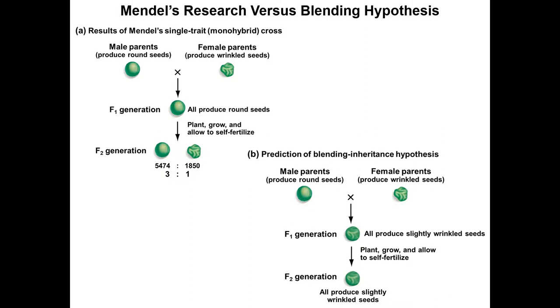So looking at Gregory Mendel's research involving monohybrid crosses versus the blending hypothesis. Let's look at what you would expect from the blending hypothesis. Let's say that you have a pea plant and it has round seeds. The male plant parent has and can produce only round seeds. The female parent can only produce wrinkled seeds. Now, you would expect, as a result of this cross, you'd end up with a blending of these traits, a hybrid. So you'd have offspring that would have a slightly wrinkled appearance. And let's say that you cross two of these slightly wrinkled offspring. You would end up with seeds that produce even more slightly wrinkled seeds.